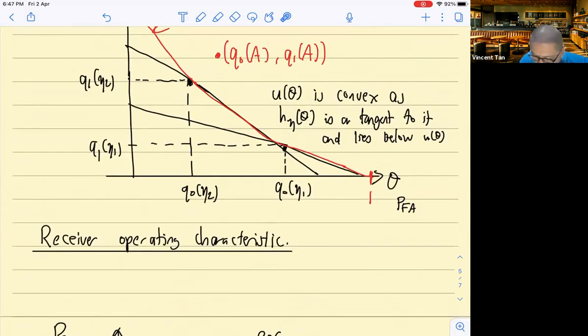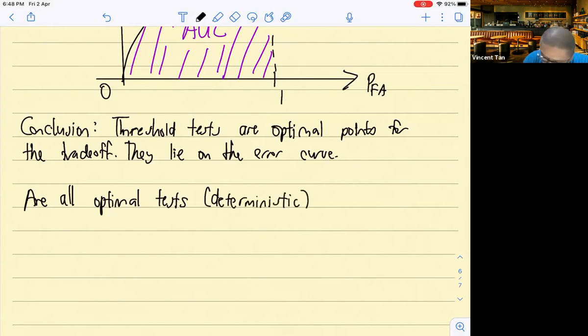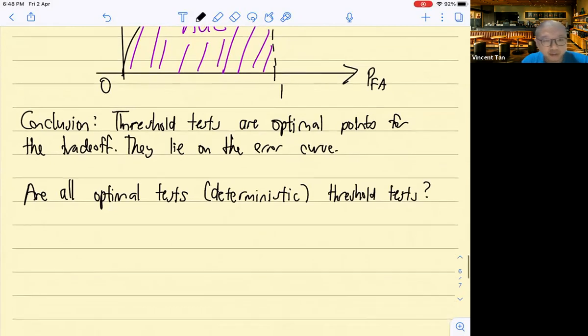For example, here, this is a certain threshold test. It lies on the error curve here, as you can see. Here, this is another threshold test. It lies on the red curve, the error curve. So I want to ask you a question here. Are all optimal tests, say deterministic tests, that means I'm not allowing any randomness in my test, threshold tests? Are all deterministic tests threshold tests?